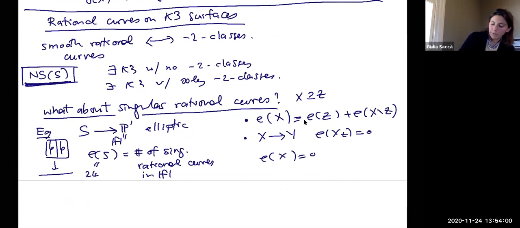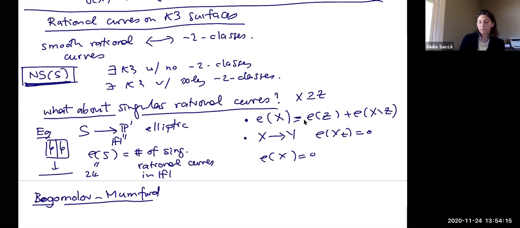Okay, so going further, we have this foundational result of Bogomolov and Mumford. In particular, that example shows that, even if there are other more complicated singular fibers, this 24 always tells you how many rational curves there are.